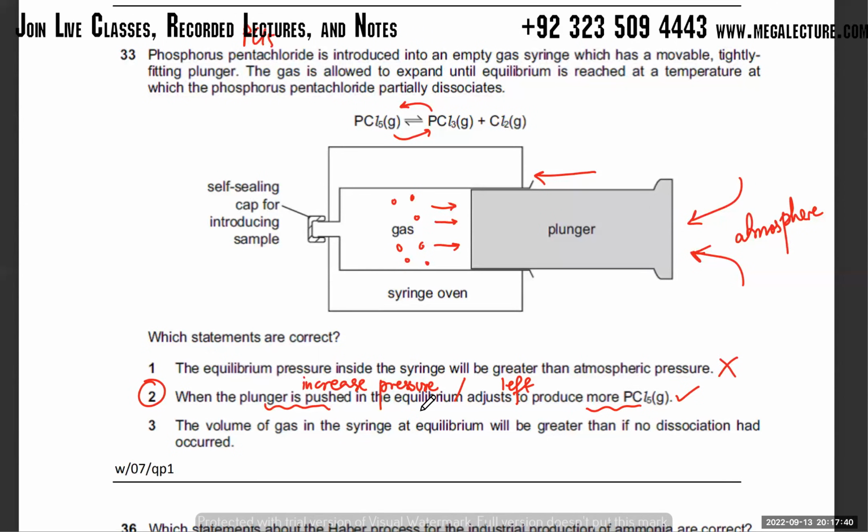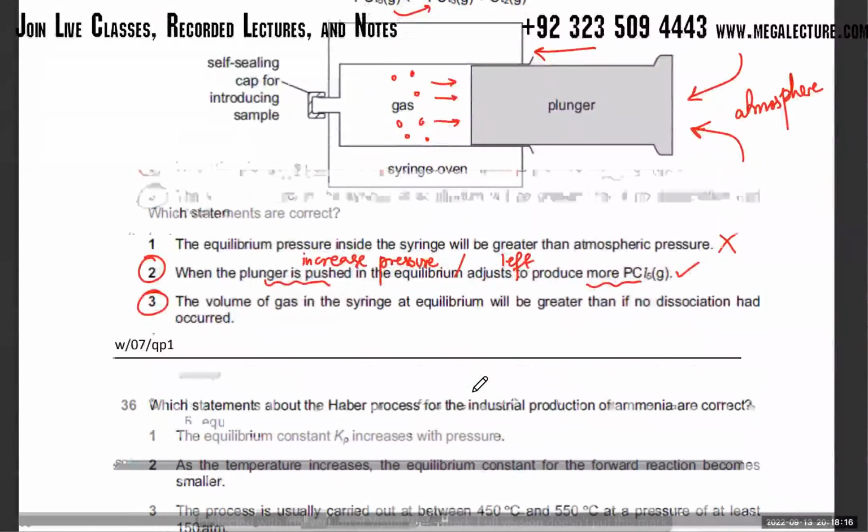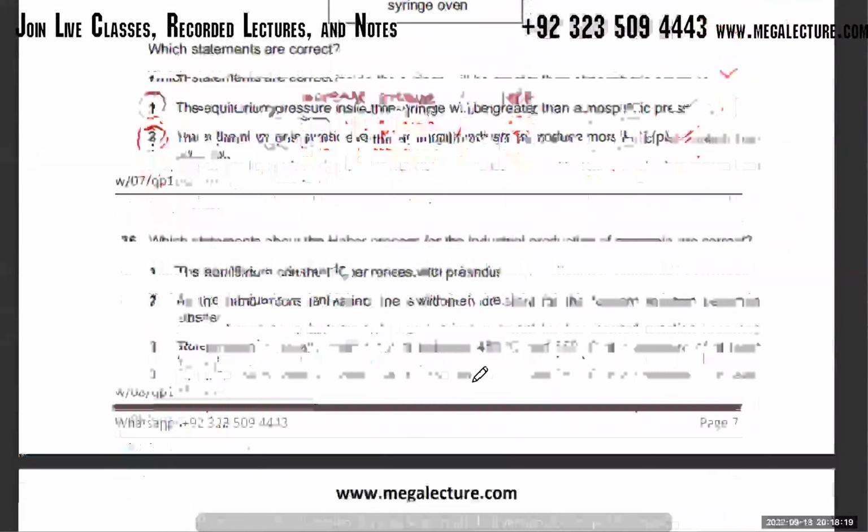So the volume of gas in the syringe at equilibrium will be greater than if no dissociation had occurred. If no dissociation had happened, you'd have less gas, right? But in the beginning there was PCl5. If it does dissociate, it's going to produce more gas. The volume of the gas in the syringe at equilibrium will be greater compared to no dissociation. That is true. If dissociation happens, more gas is produced. Is that clear? Yes, sir. Okay, then the next one.